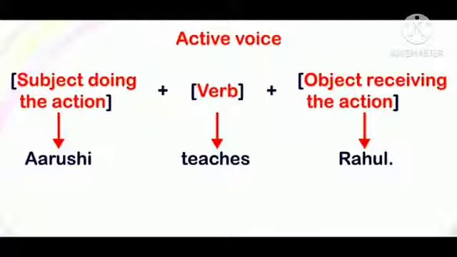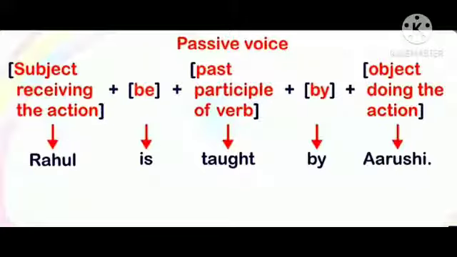The sentence is Arushi teaches Rahul, where Arushi is the subject that is doing the action, teaches is the verb, and Rahul is the object of the sentence, means receiving the action.